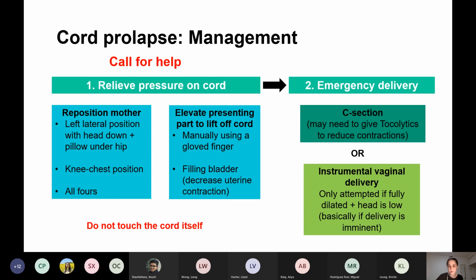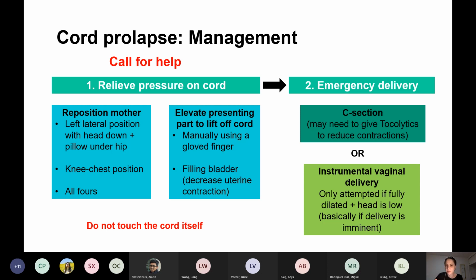Okay, management. Can anyone think about important steps in the management of this? This is one of the strangest managements I've learned in the last 3 years. Yes, Paul is right. You want to elevate the pressure off the cord. Does anyone know how you do that? Elevate the presenting part. Yeah, so to relieve pressure off the cord, you can elevate the presenting part.